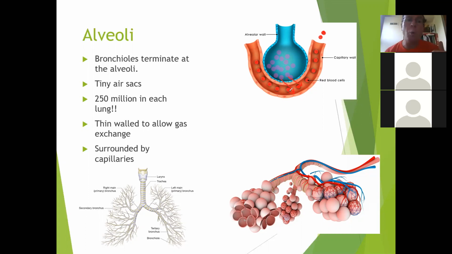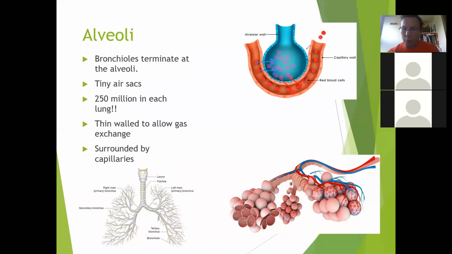Now, what gas is coming back in high concentration in the blood? Yeah, good stuff. Carbon dioxide. So this is coming the opposite direction. So there, we've got there. Okay, so carbon dioxide moves back into these alveoli. So they're thin-walled to allow that gas exchange.